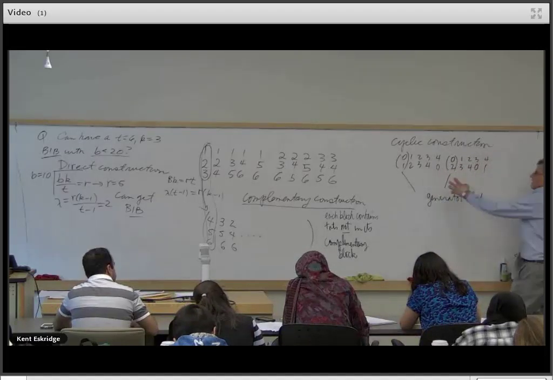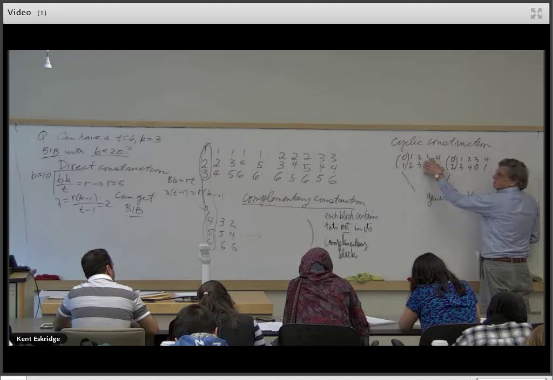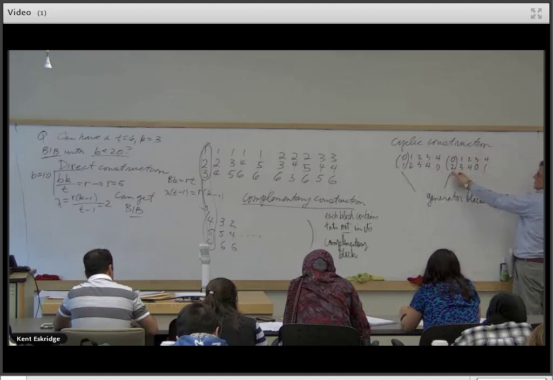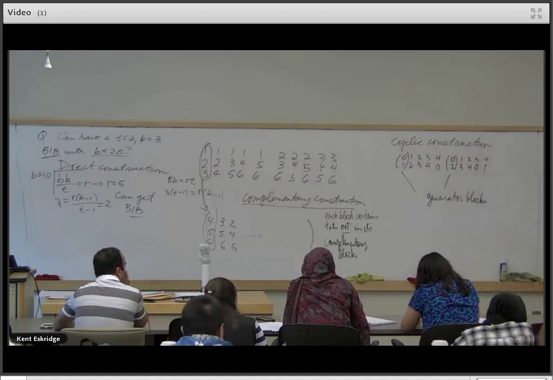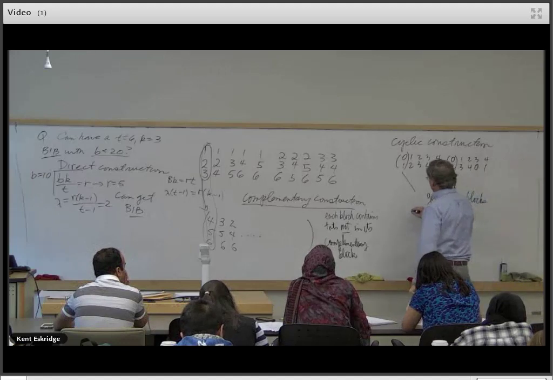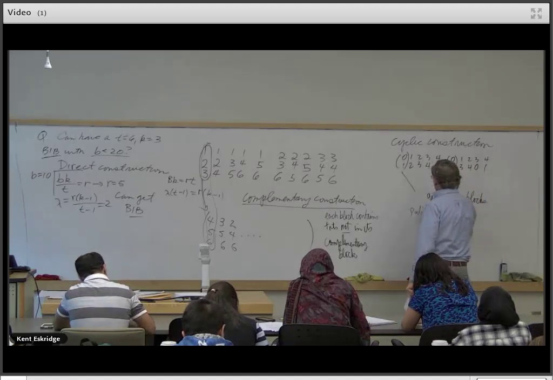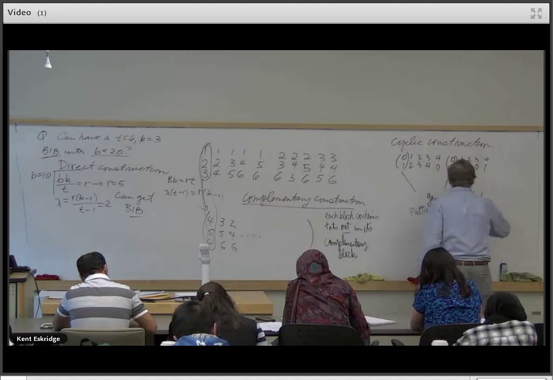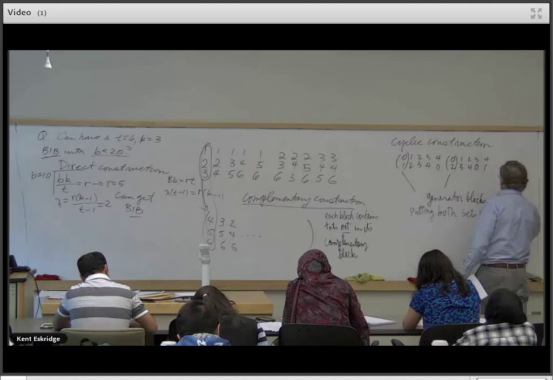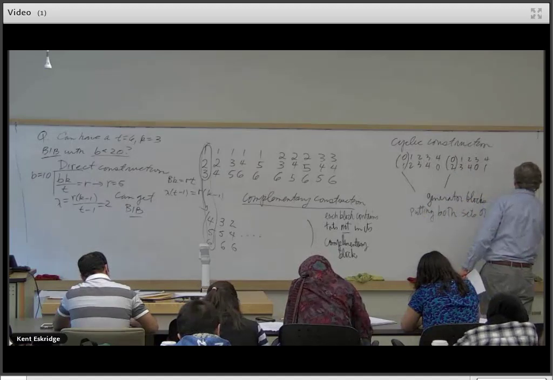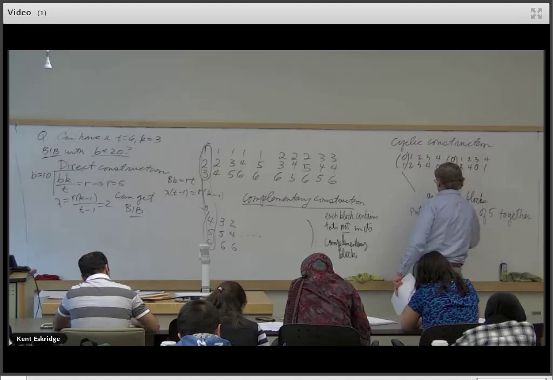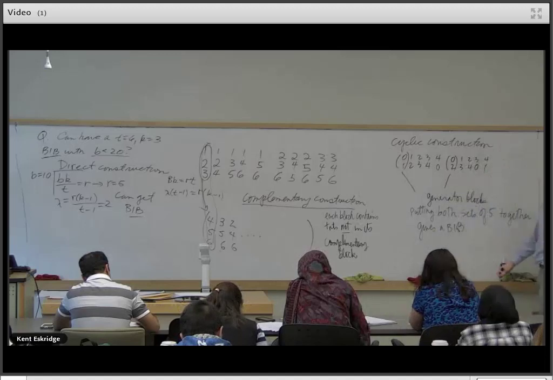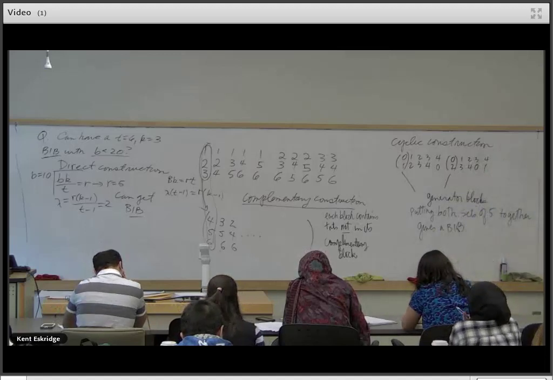So if I generate 5 blocks from this generator, and I generate this set of blocks from this generator, and I put them together, I get a BIB. Okay? These are generator blocks. If I put both sets of 5 together, it gives a BIB. See the idea? Okay?